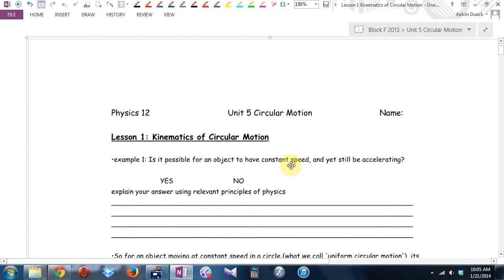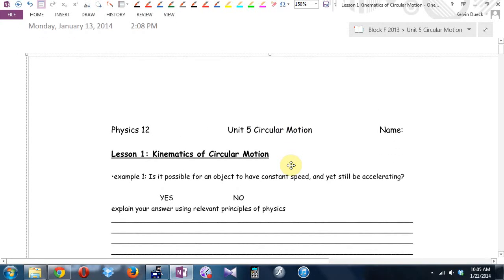So we begin. We start off with this thought question, and the question says this: is it possible for an object to have a constant speed, but also still be accelerating? Can you have a constant speed, yet also still be accelerating? Yes or no, and convince me.